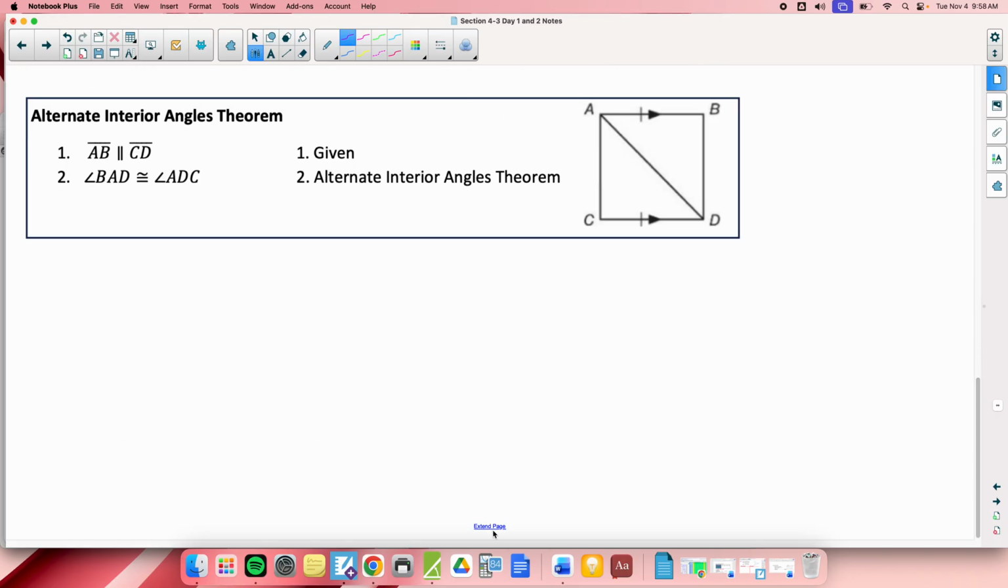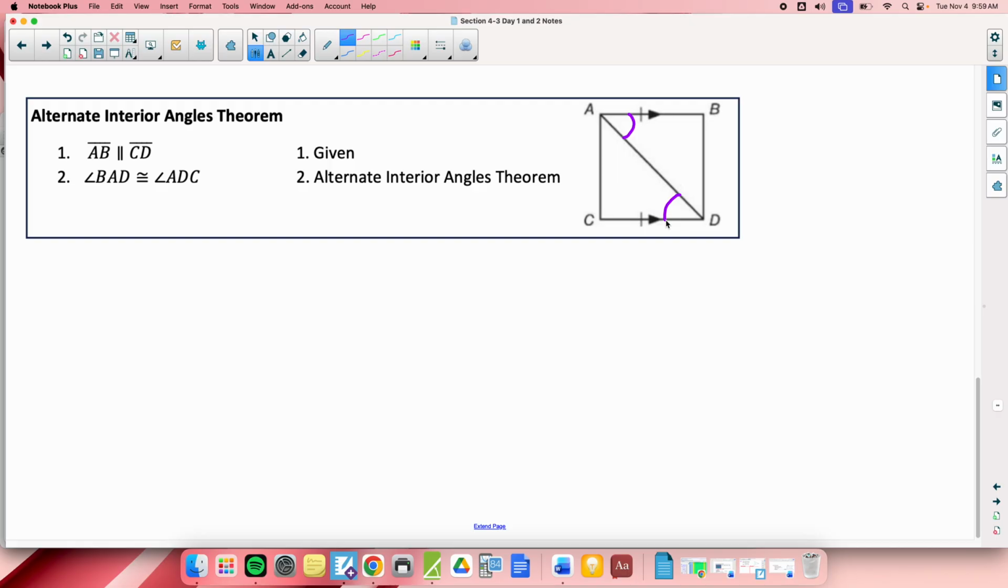And then the last thing is alternate interior angles theorem. If these 2 are parallel, what happens is this angle is going to be congruent to that angle. Do you understand that?